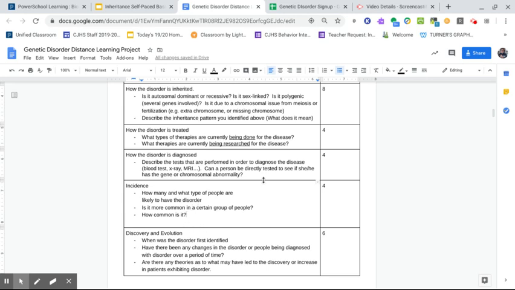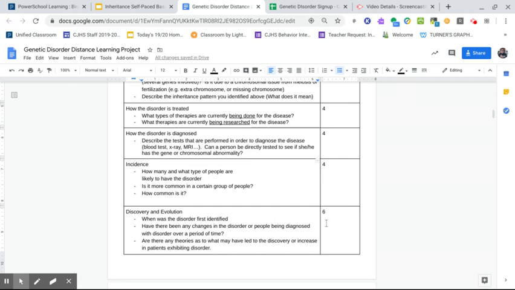And then finally, discovery and evolution. Notice this is 6 points. It's almost as much as those 8 pointers up above. We're going to be going into evolution for the last part here. And these points here kind of go into the discovery and evolution, the change of the disorder over time. So first, when was it discovered?